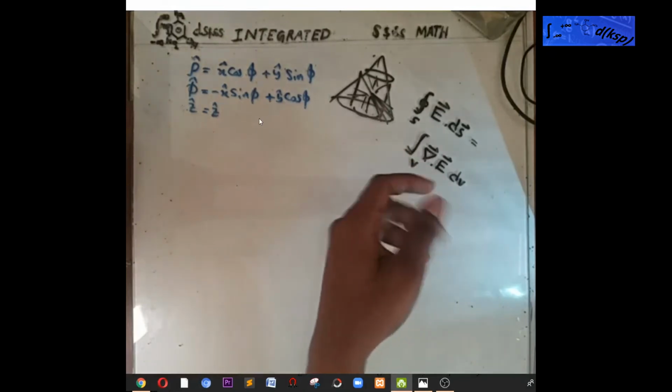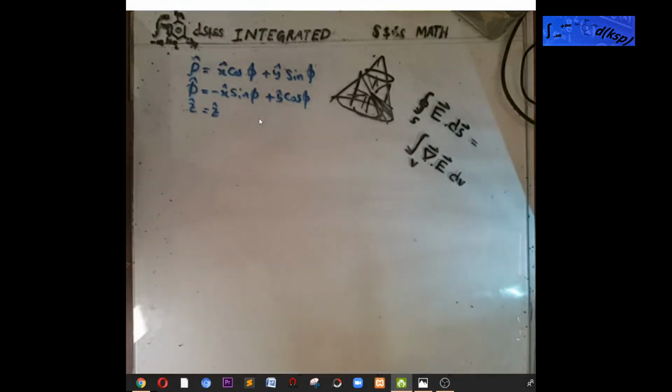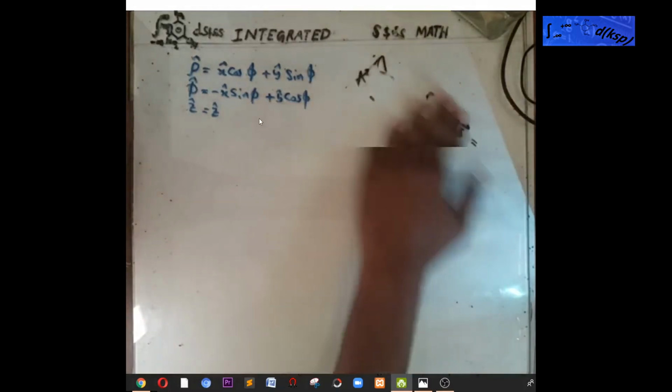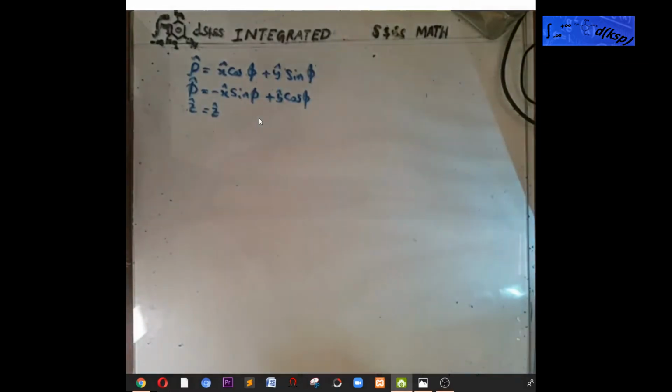There's a lag in my camera. I'm going to derive the del operator in the cylindrical coordinate system, so let me erase this.